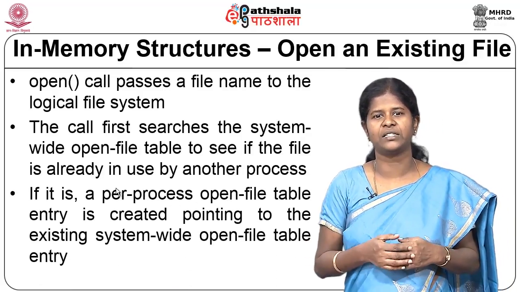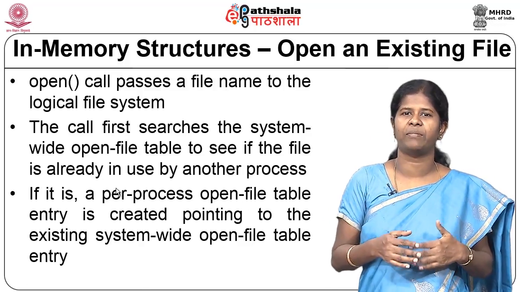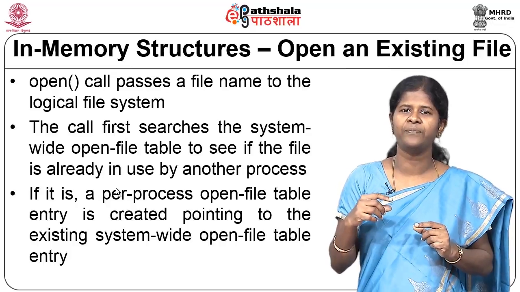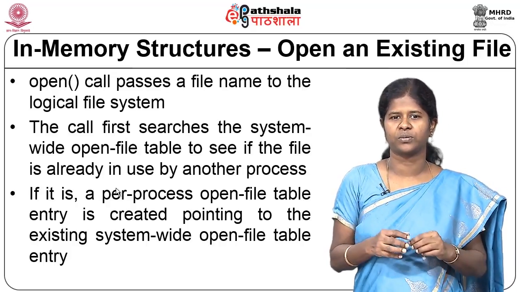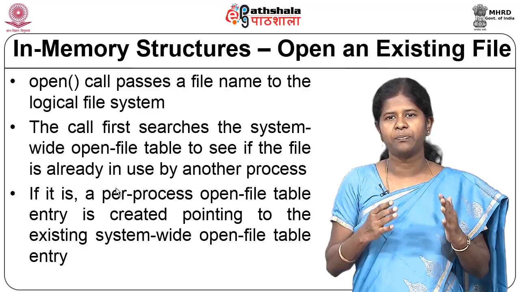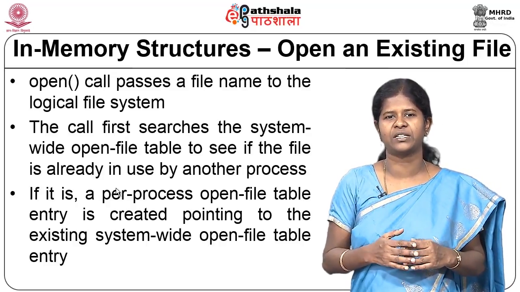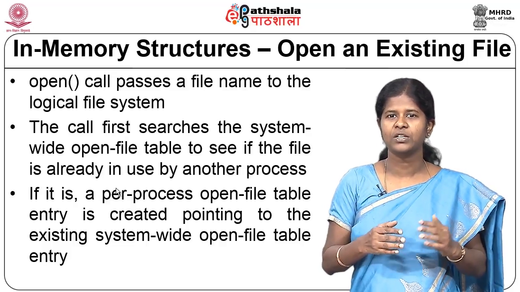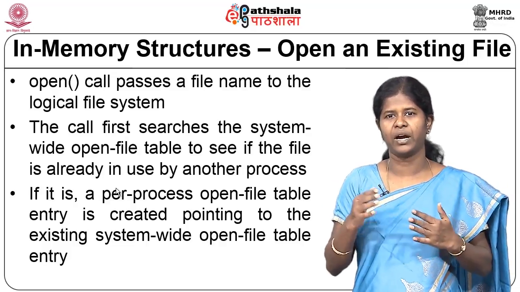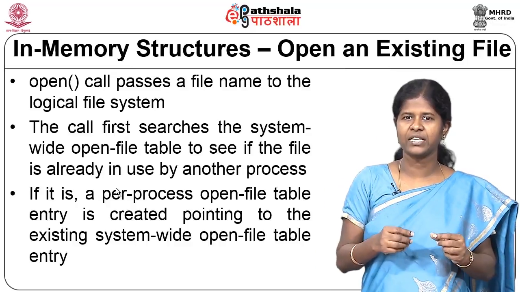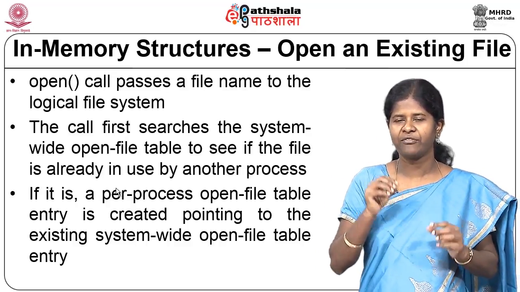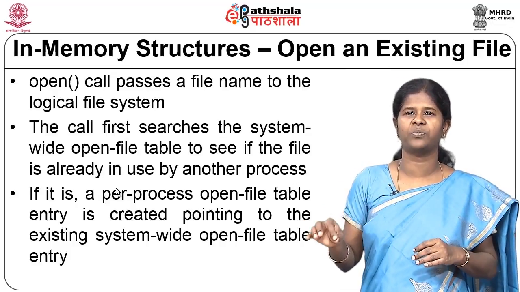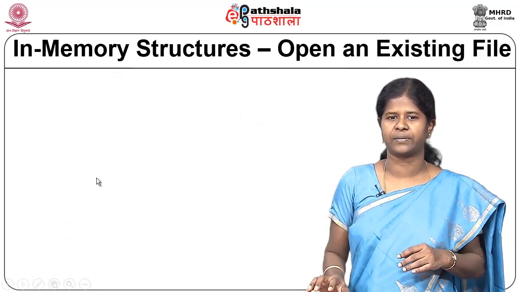So, if there is an entry, then it means that the file has been opened by another process. So, the same entry in the system wide open file table will be used by this process also. So, it will create a per process open file table entry for this file, because this is a different process that is opening that file. So, for this process there will be a per process open file table. In that an entry will be created, and from that entry a pointer will be made to point to that system wide open file table entry which is already existing.